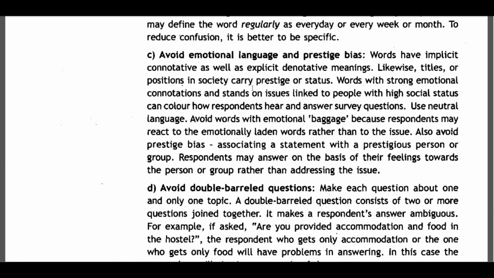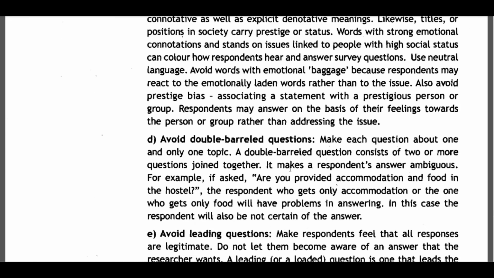Avoid emotional language and prestige bias. Words have implicit connotative as well as explicit denotative meanings. Likewise, titles and positions in society carry prestige or status. Words with strong emotional connotations and stances on issues linked to people with high social status can color how respondents hear and answer survey questions. Use natural language. Avoid words with emotional baggage because respondents may react to the emotionally laden words rather than the issue. Also avoid prestige bias. When associating a statement with a prestigious person or a group, respondents may answer on the basis of their feelings towards the person or group rather than addressing the issue.